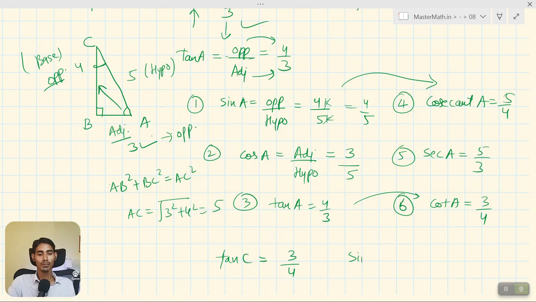So sine C would be opposite by hypotenuse. So hypotenuse is the same, that is 5, but what is opposite now? If we are selecting angle C, that is 3, so it is 3 by 5. So when we took sine C, we got 3 by 5, and when we took sine A, we got 4 by 5, because the opposite of the angle changed. So this is very important, and we need to keep this in mind.